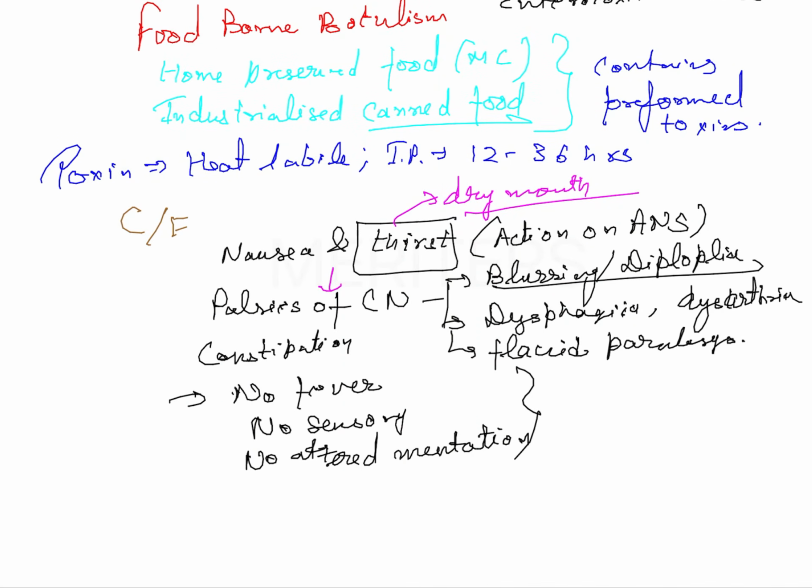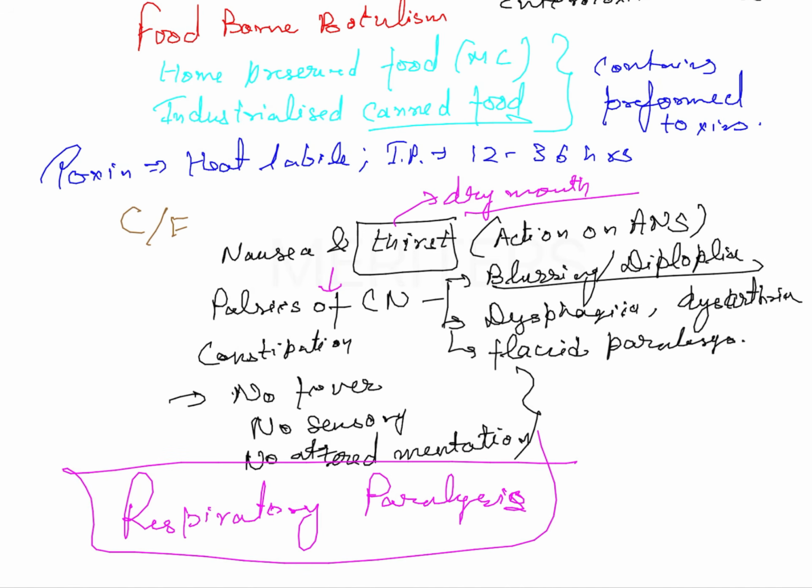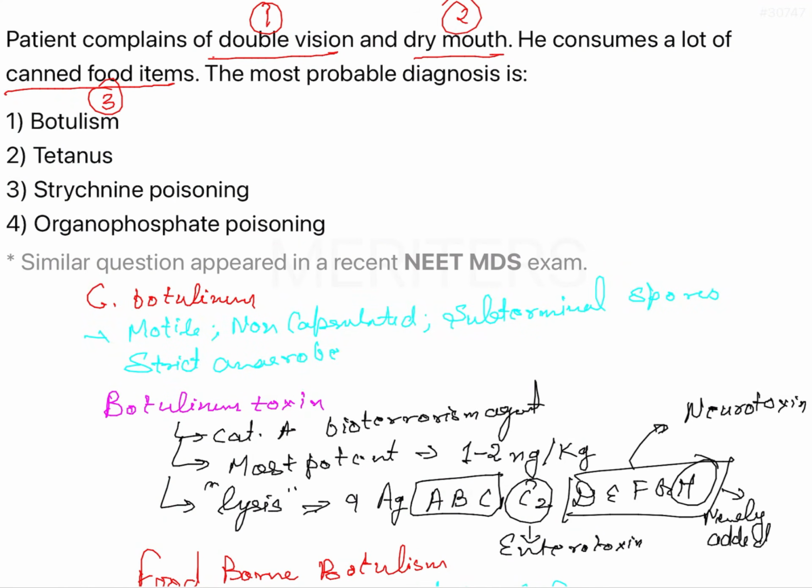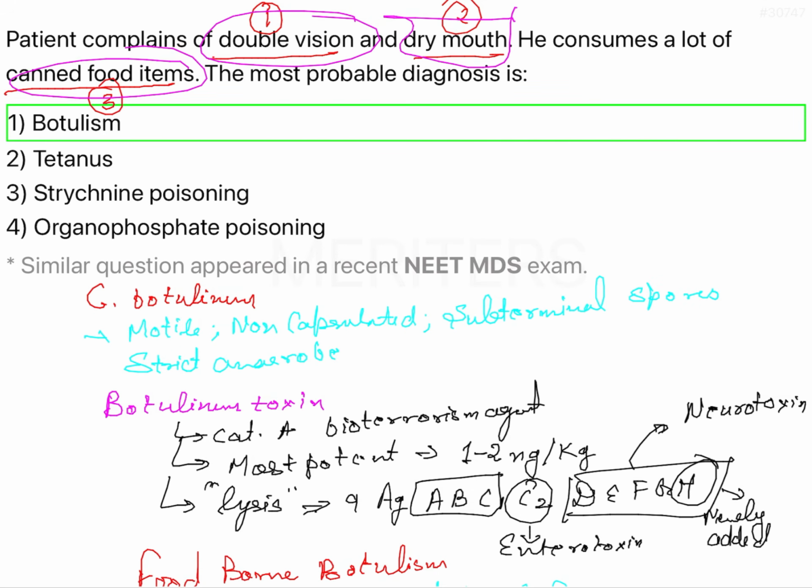Okay. Now, what is the reason for mortality in this? The mortality is due to respiratory paralysis, because palsies of certain cranial nerves occur, and that can lead to paralysis, and the death is due to respiratory paralysis. So this was the whole gist of this particular question. Coming back to the question, yes, double vision due to the palsy of the cranial nerve, dry mouth because there will be certain actions on the ANS that cause nausea and thirst, and then canned food items as well as home preserved foods are notorious for this because they contain preformed toxins. So the answer to this question without any doubt is going to be botulism, that is option first.